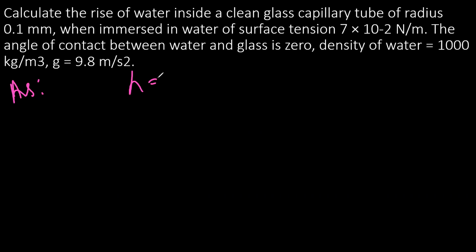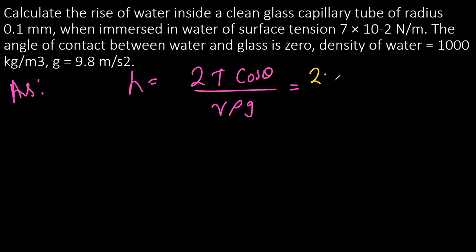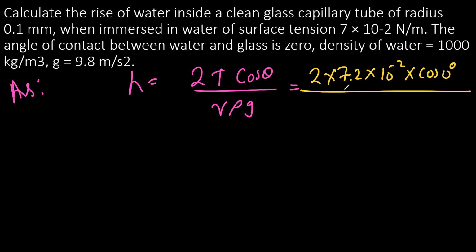So what is height? Height is equal to 2T cos theta divided by r, density, and g. Let's put the values: 7.2 into 10 raised to minus 2, cos 0 degree. What is r? It's 1 into 10 raised to minus 4. What is the density? 1000. And what is g? 9.8.